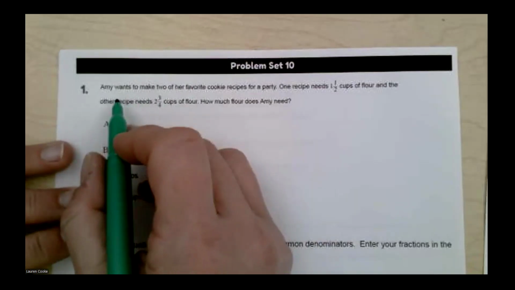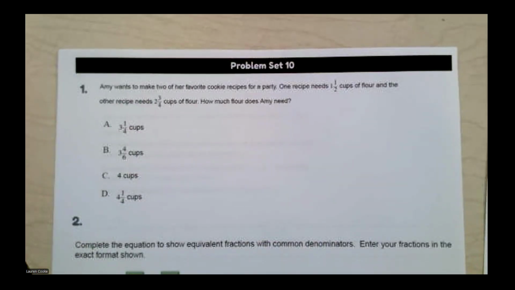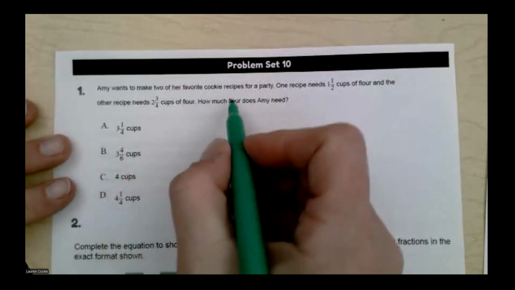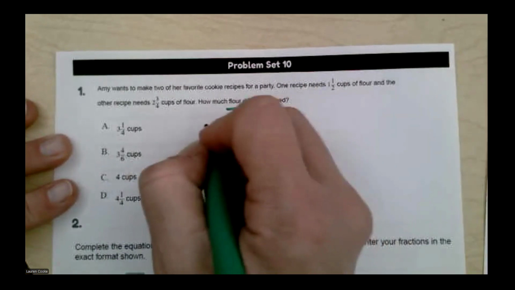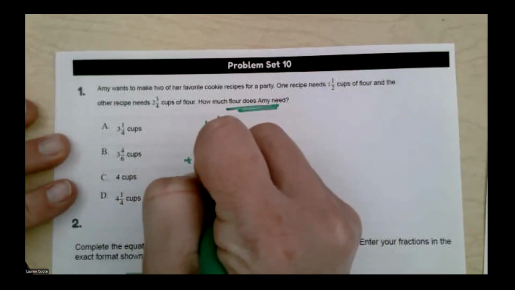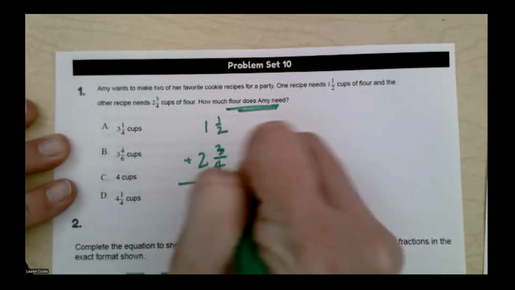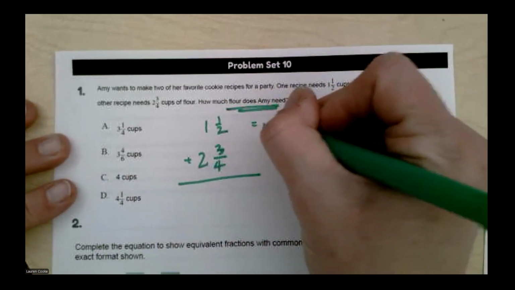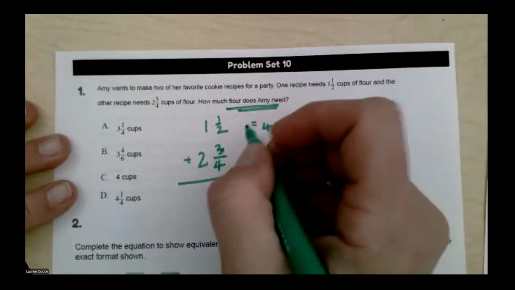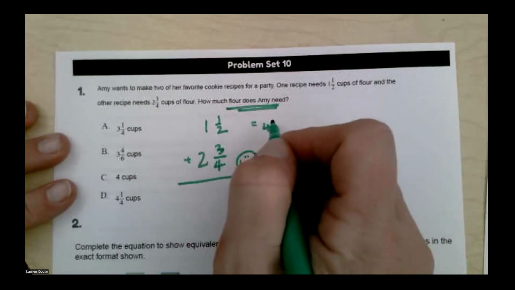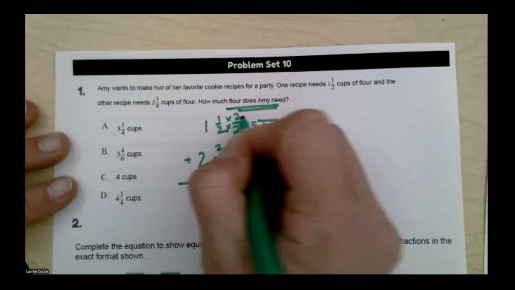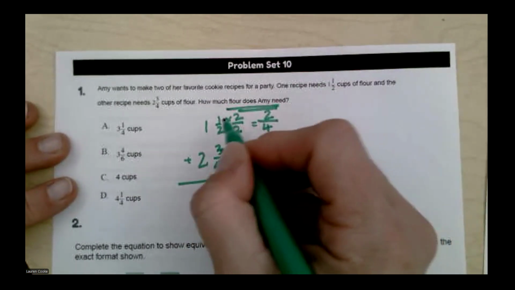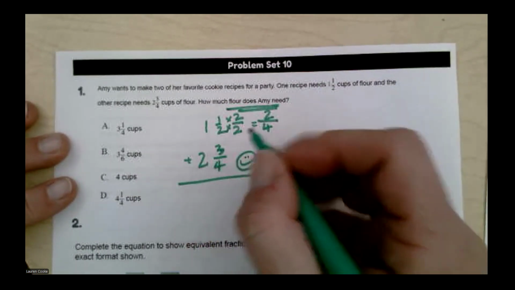Okay. Anyways, all right. Amy wants to make 2 of her favorite cookie recipes. One recipe needs 1.5 cups of flour. The other needs 2.5. How much flour does she need? We have to add because we need to know how much total flour. 1 2/4 plus 2 3/4. My least common denominator is going to be 4 because both of them go into it. This one's good to go. I'm setting up my table. 4 divided by 2 is 2. Goose gander 2. So now I have 1 2/4 plus 2 3/4.